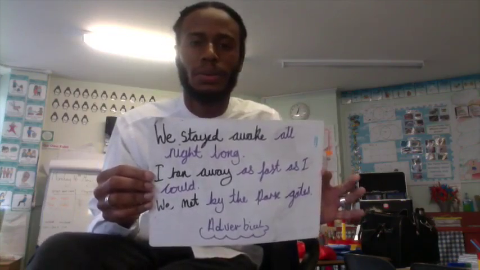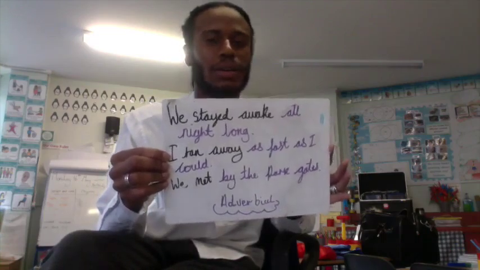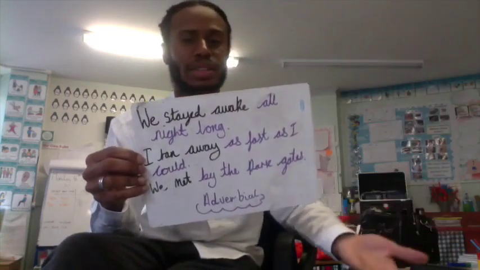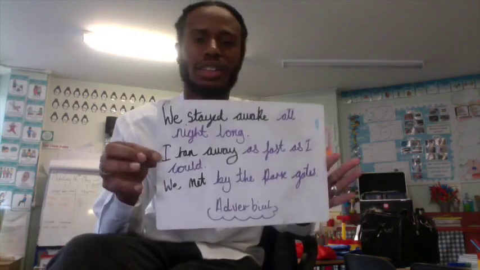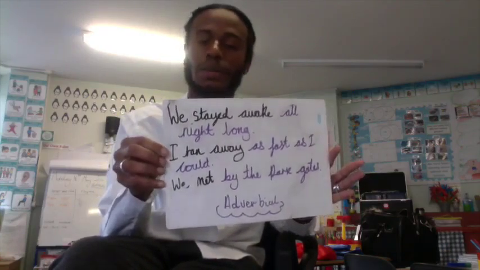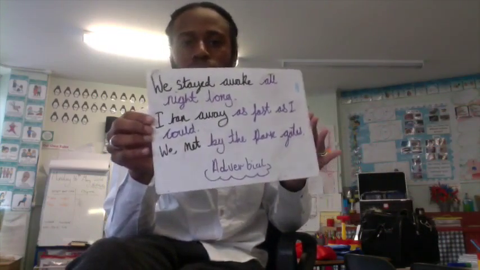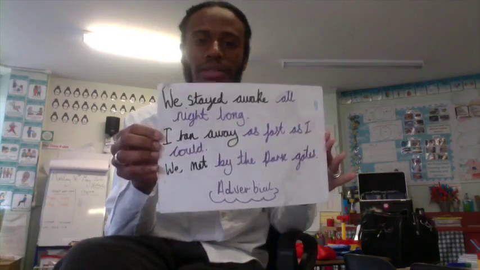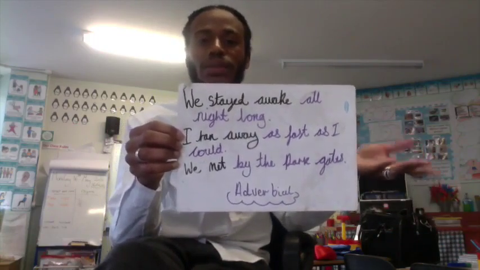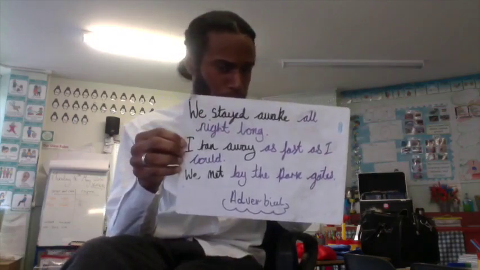So, for example, we stayed awake, and then my adverbial is all night long. It gives the first part of my sentence more context. The second one would be I ran away as fast as I could. Again, I'm giving it more context, more body, more depth. And the last one I've drawn up is we met by the park gate. So again, we met could stand by itself, but by the park gate is my adverbial.